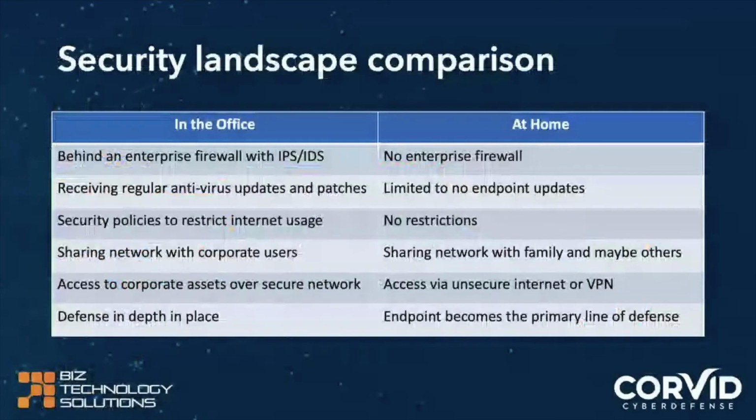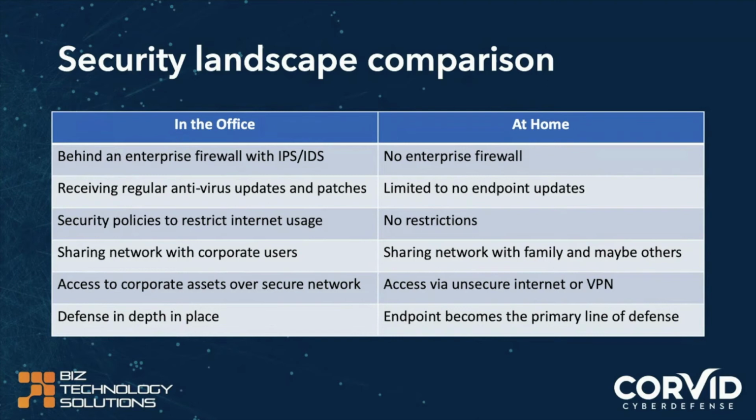So just kind of an overview of what I just talked about. So kind of a comparison of in the office versus at home, right? When we're in the office, we have layered defenses. We're behind an enterprise firewall with things like intrusion prevention, intrusion detection systems. When we're at home, we're not necessarily behind those same types of controls. Also, when we're in the office, we're generally receiving regular antivirus updates and patches, right? If we're not on the corporate network at certain times and we're only maybe accessing it for certain times for VPN access, we may not be getting all of those updates that are required.